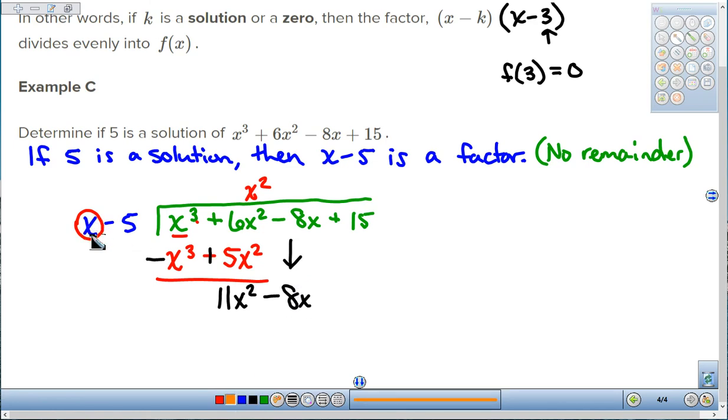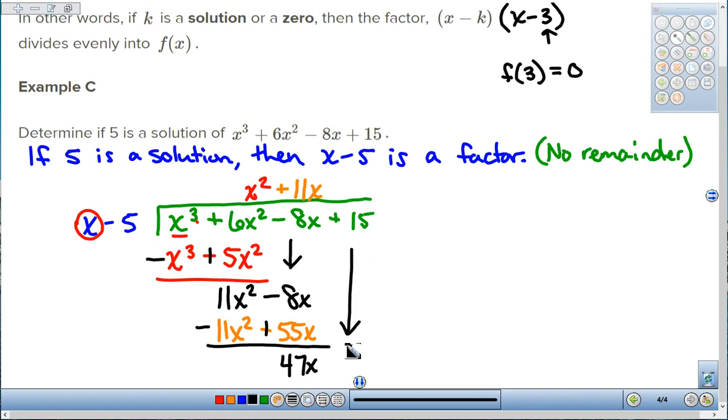How can I multiply x to become 11x squared? You need to multiply by 11x. 11x times x is 11x squared. 11x times negative 5 is negative 55x. Subtract, change your signs. So now this is a negative 11x squared. And when I combine that with positive 11x squared, that's nothing. Negative 8x and a positive 55x will give me positive 47x. Bring down the 15.